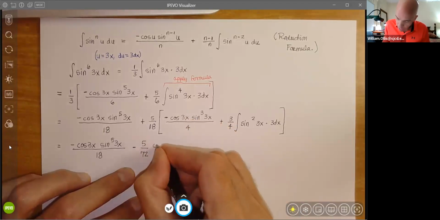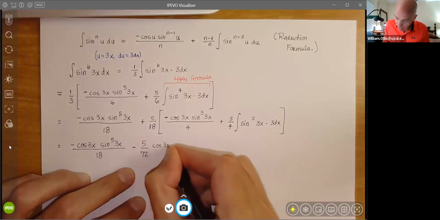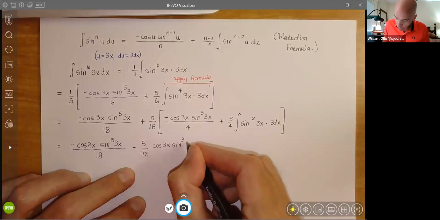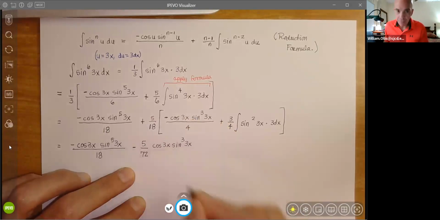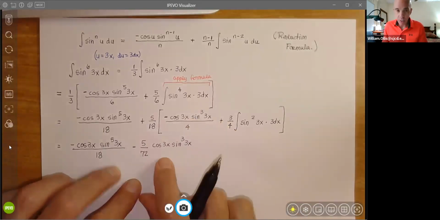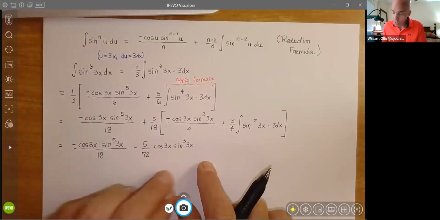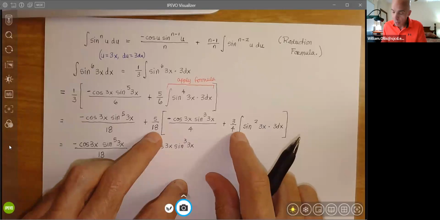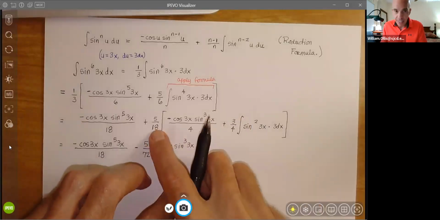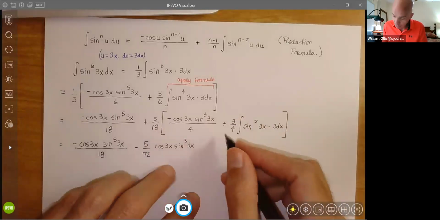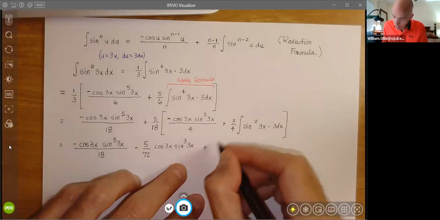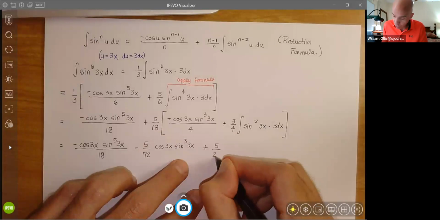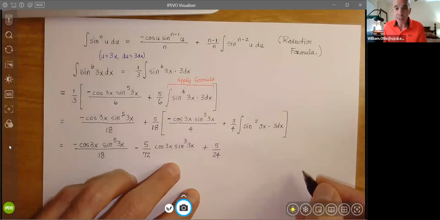So now we've got the 72 and the negative 5. So we have cosine 3x sine cubed 3x. So that's that term. So these are done. These are fixed. And now as we move over here, and notice we have a little bit of reduction here. The 3 will divide the 18 and just give us a 6. So this will be plus 5, and then of course 6 times 4 is 24. So that reduced a little bit.